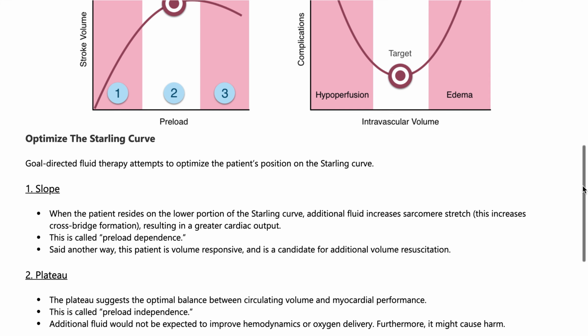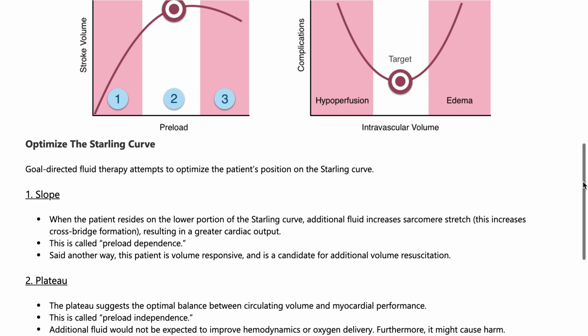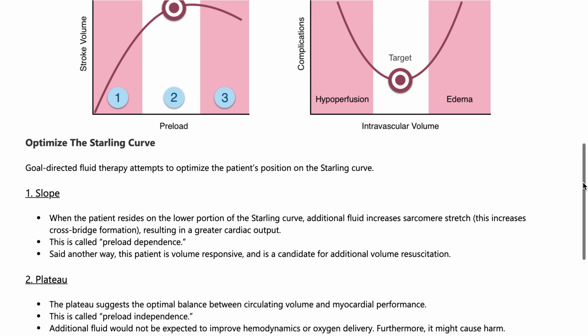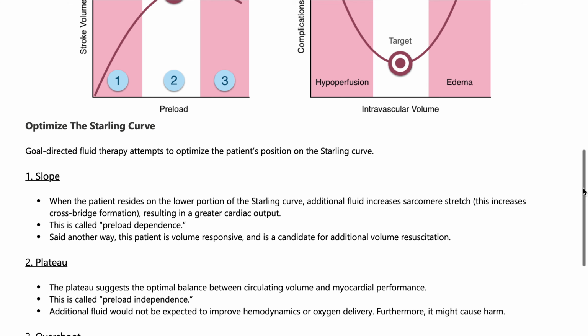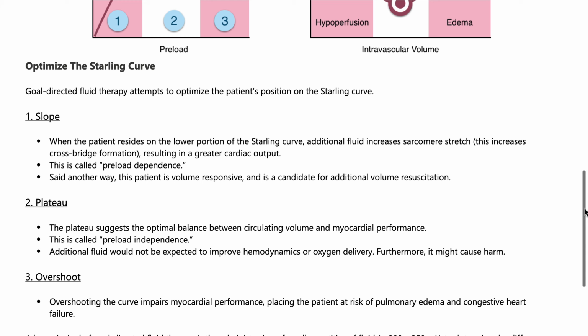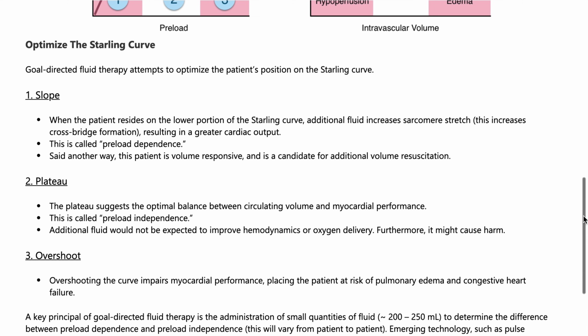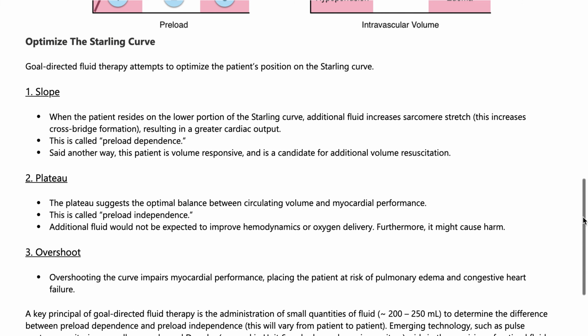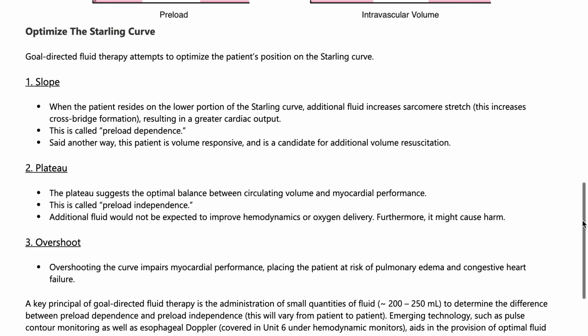The second is the plateau. The plateau suggests the optimal balance between circulating volume and myocardial performance. This is called preload independence. Additional fluid would not be expected to improve hemodynamics or oxygen delivery. Furthermore, it might cause harm. And then the third category here is overshoot. Overshooting the curve impairs the myocardial performance, placing the patient at risk of pulmonary edema and congestive heart failure.